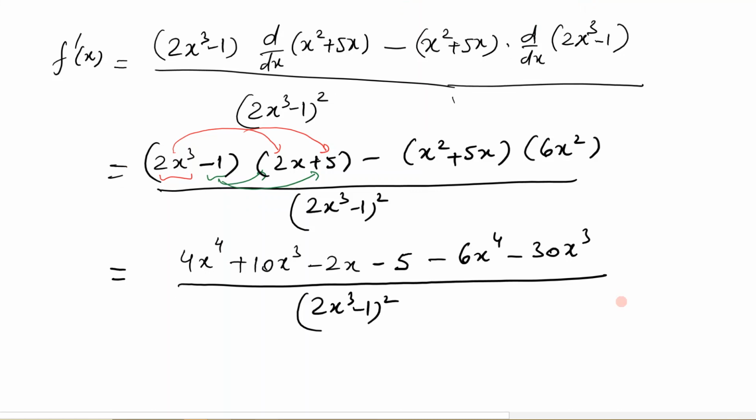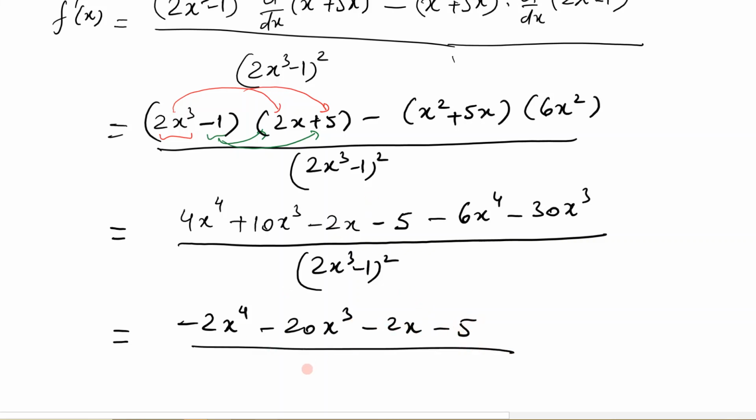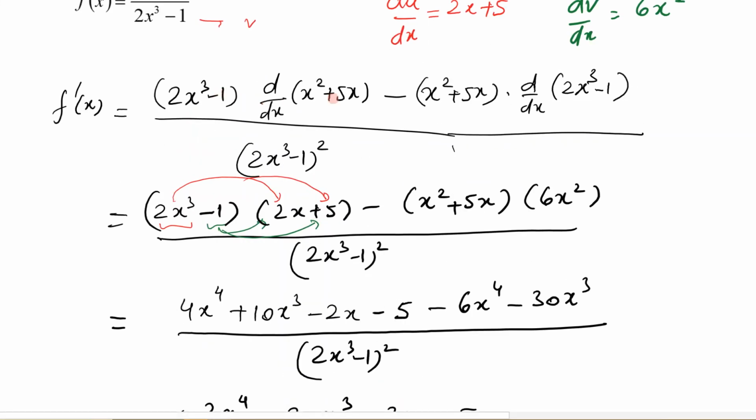Now if there are any like terms, we combine them. We have negative 6x to the 4 and plus 4x to the 4, so we get negative 2x to the 4. Then for the cube terms, positive 10 and negative 30 give negative 20x cubed. Then we have negative 2x and negative 5, and the whole thing is divided by 2x cubed minus 1 squared. So this is our quotient rule result: low D high minus high D low over the square of what's below.